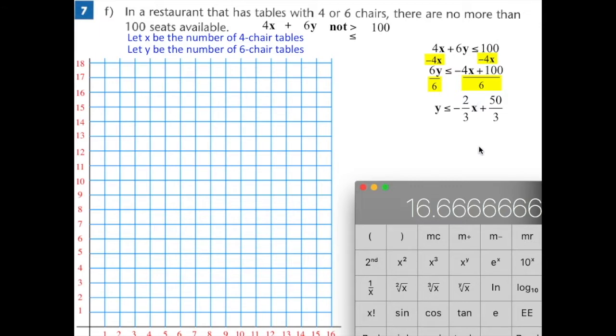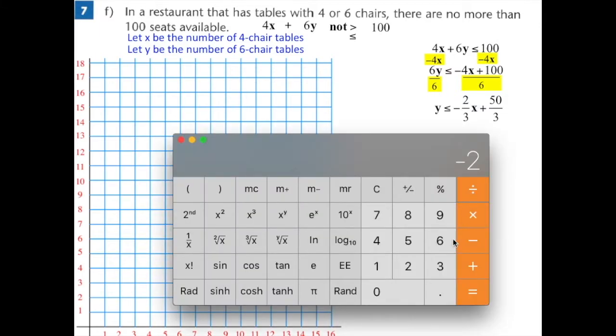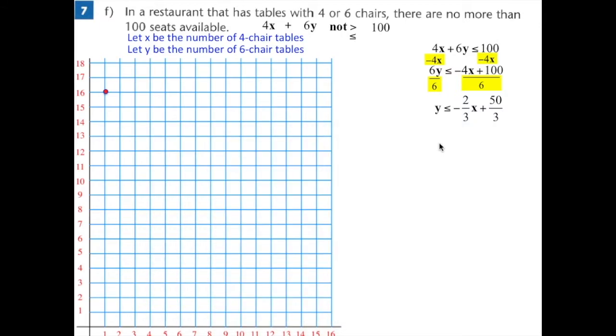And so the 50 is going to take away the 2, that's going to give us 48 over 3, and 3 evenly goes into 48. So we have 48 divided by 3, which gives us 16. I'm going to start off with a point when x is 1, y is 16, which is right here, this point right there. The slope is negative 2 over 3. I'm going to pop that negative up in front of the 2, so I have negative 2 over 3.